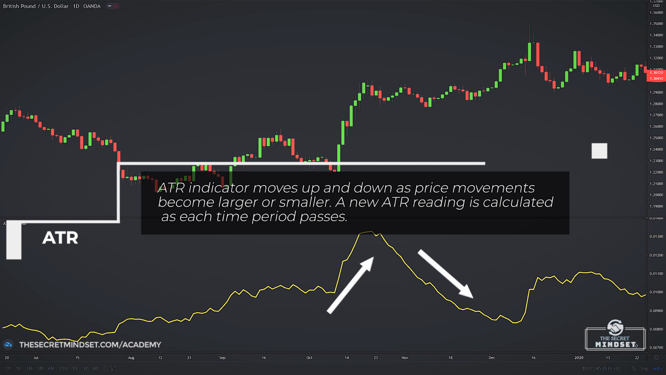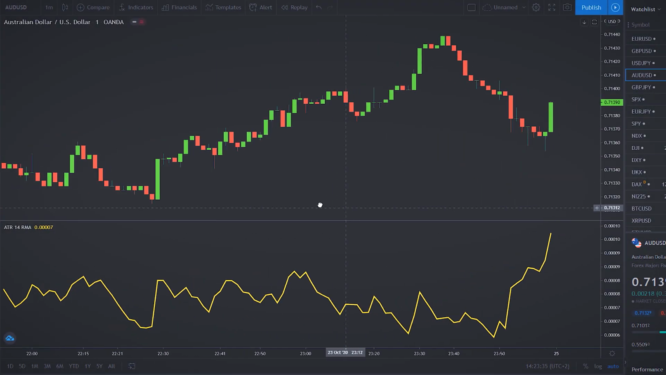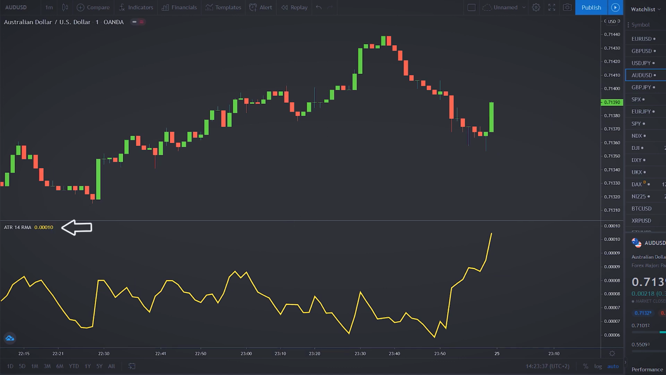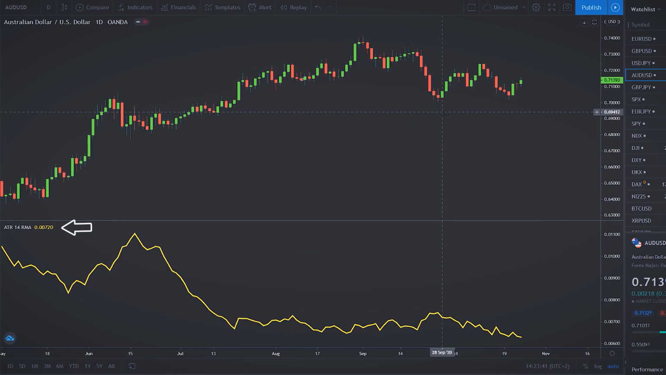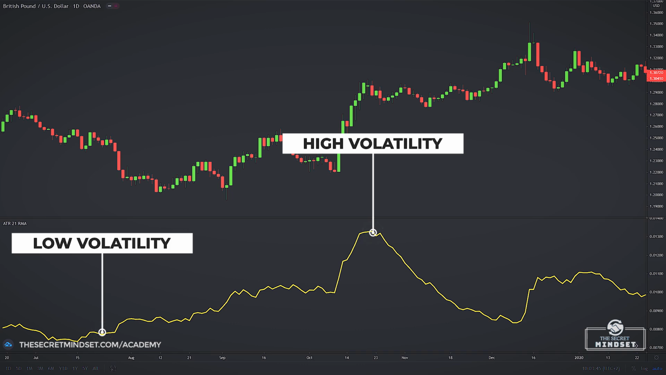The ATR indicator moves up and down as price movements become larger or smaller. A new ATR reading is calculated as each time period passes. On 1-minute charts, a new ATR reading is calculated every minute. On a daily chart, a new ATR is calculated every day. All these readings are plotted to form a continuous line, so traders can see how volatility has changed over time.